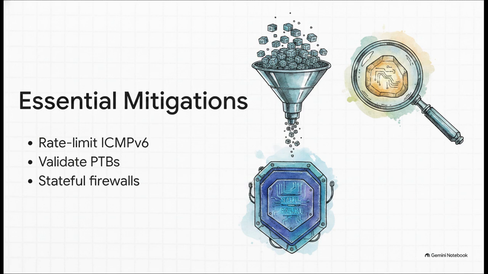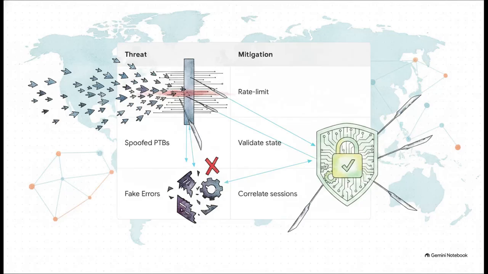Virtualization Options lays out 3 essential mitigations to replace that old default deny rule. First up, we must implement rate limiting. Second, we've got to validate packet too big, or PTB messages. And third, we need to deploy stateful firewalls capable of really deep inspection. And let's be clear, these aren't just polite suggestions. These are the mandatory defensive postures you've got to adopt if you want to survive the IPv6 transition without leaving your perimeter wide open.